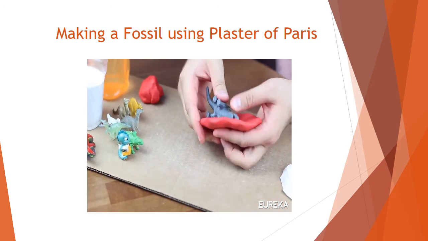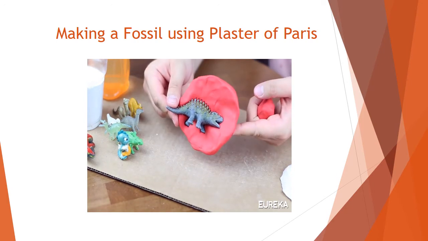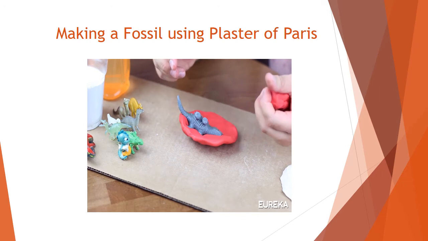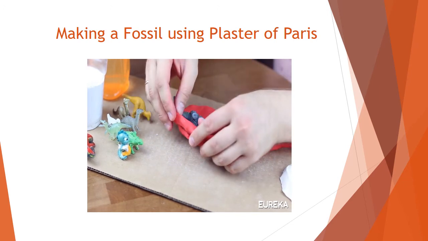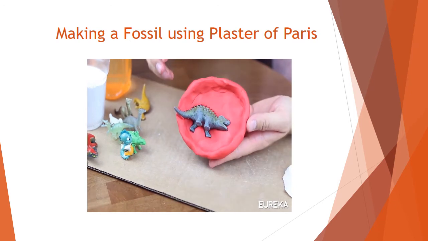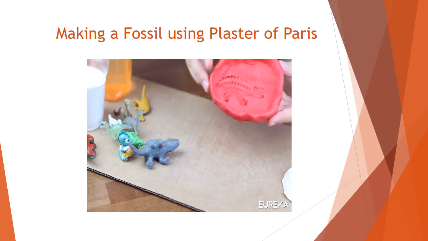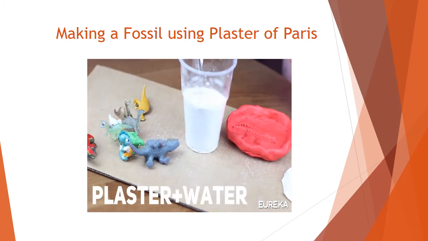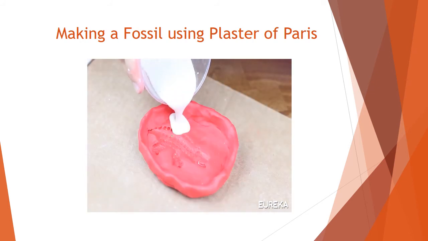So this is how the fossil looks. That's a fossil of a dinosaur, as it were. So you need plasticine, or what we call Play-Doh. You have a toy of a dinosaur, and you just mold it around the dinosaur.